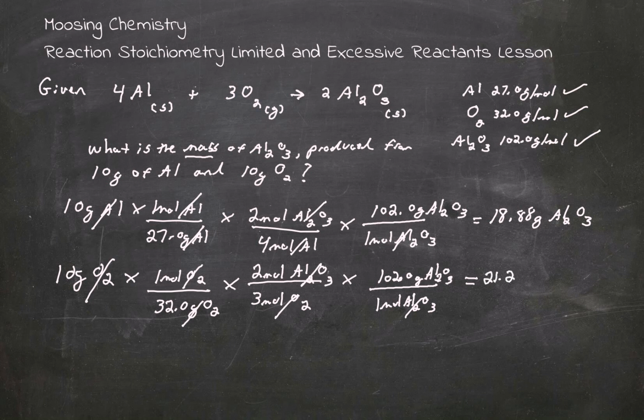So now, the question is, which one is the limiting reactant? The limiting reactant is the one that makes the smallest amount of aluminum oxide. Well, again, we have two reactants, aluminum and oxygen. So one of these is the limiting reactant. Well, let's look at our data. 10 grams of aluminum made 18.88 grams. 10 grams of oxygen made 21.25 grams of aluminum oxide. So this one is a lot less.